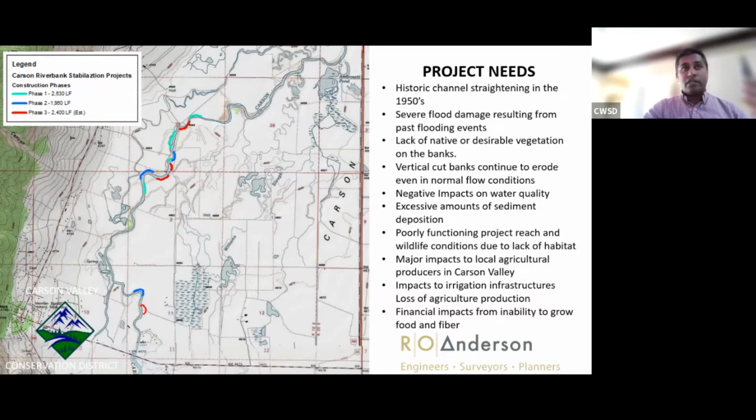So we categorized these into 3 different phases. In fact, we started with 2. We thought we could just build in 2 phases, and the first thing we did was a geomorphological study.